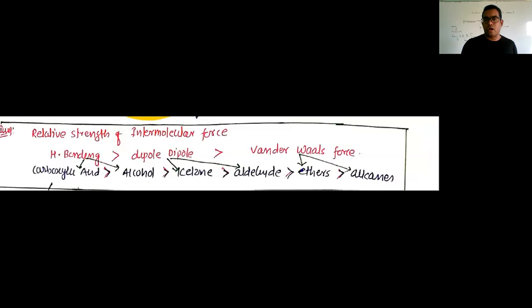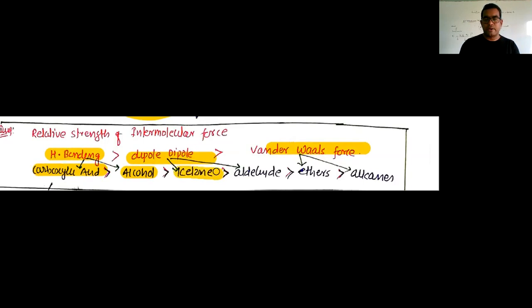So as you see, already explained relative strength of intermolecular force. सबसे strong कौन सा है? Hydrogen bonding, then dipole and then van der Waals, right? Carboxylic acid में क्या रहता है? Hydrogen bonding as well as alcohol, but hydrogen bonding in carboxylic acid is stronger compared to alcohol.